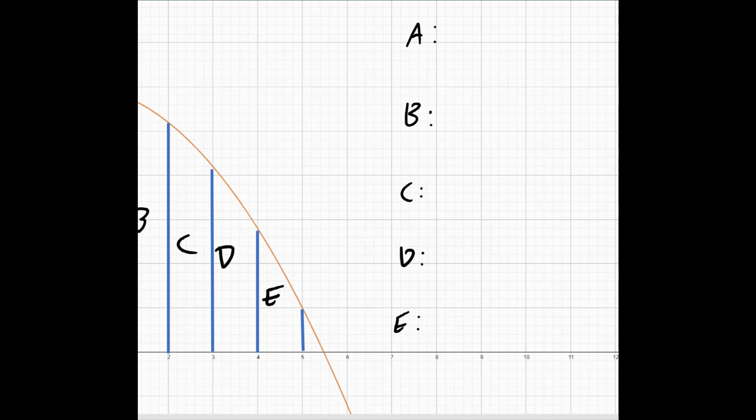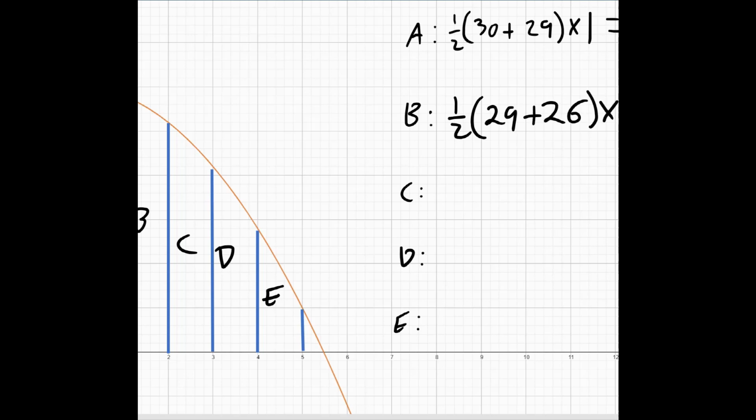So for A, we have half, 30 plus 29, times, and then it's just going to be 1 because the distance between the two parallel sides is just 1. So we just need to do 30, 40, 59, half of 59 is 29.5. For B, we're going to have half, 29 plus 26, times 1. 55, half of that, 27.5.